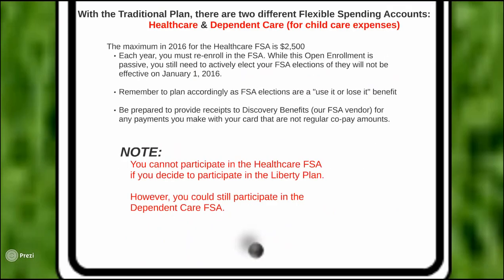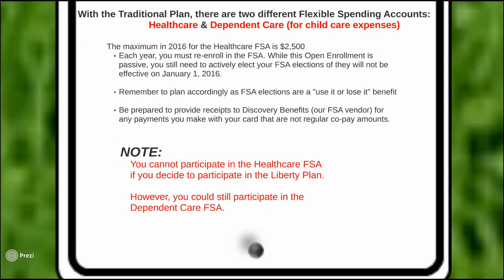With the traditional plan, there are two options for flexible spending accounts, or FSAs. There's the healthcare FSA and the dependent care FSA, which is for child care expenses. The maximum in 2016 for healthcare FSA is $2,500. Each year you do need to re-enroll in the FSA, so make sure that you do that during open enrollment if you want to have those pre-tax funds available for 2016.